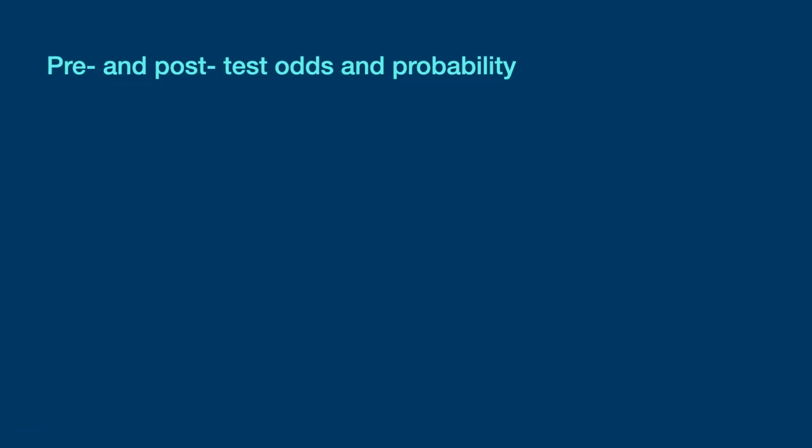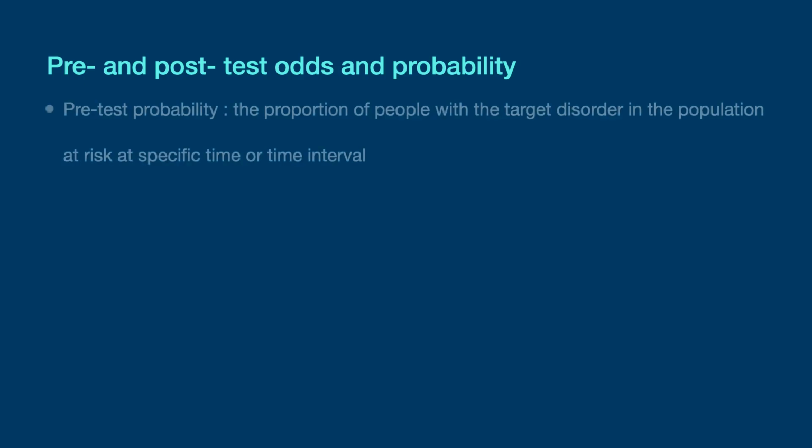Pre- and post-test odds and probability. Pre-test probability is the proportion of people with the target disorder in the population at risk at a specific time, called point prevalence, or time interval, called period prevalence. For example, the prevalence of rheumatoid arthritis in the UK is 1%.